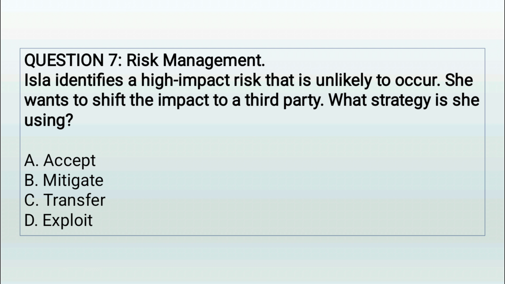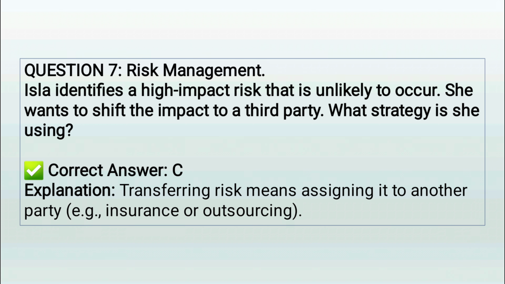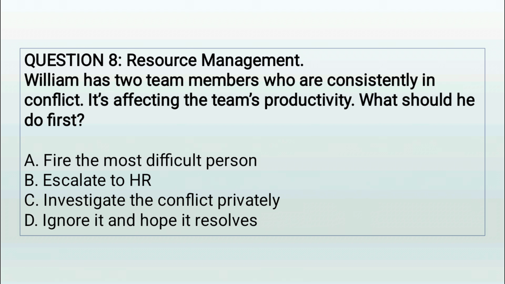Question 7. Isla identifies a high-impact risk that is unlikely to occur. She wants to shift the impact to a third party. What strategy is she using? A. Accept. B. Mitigate. C. Transfer. D. Exploit. Correct answer: C. See explanation. Transferring risk means assigning it to another party, e.g. insurance or outsourcing.